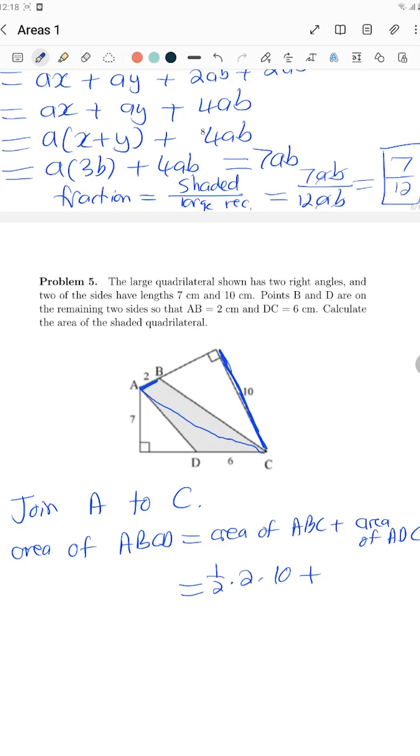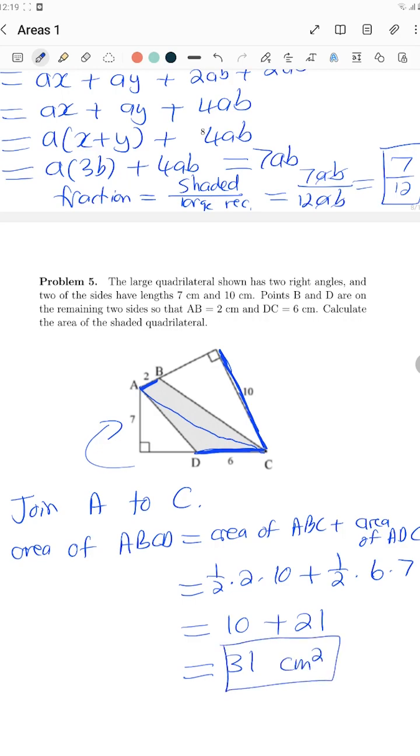Are we given AD? No. Are we given AC? No. Are we given DC? Yes, it's 6. So using this as a base, we need its associated height, and its associated height is again outside, it is 7. So we can calculate the area of triangle ADC safely. So it's a half of 6 times 7. And now let's do the maths. A half times 2 times 10 is 1 times 10, which is 10. A half times 6 is 3. So a half times 6 times 7 is 3 times 7, which is 21. 10 plus 21, do you agree? It's 31. And in this problem, we're given units, so it will be centimeters squared.